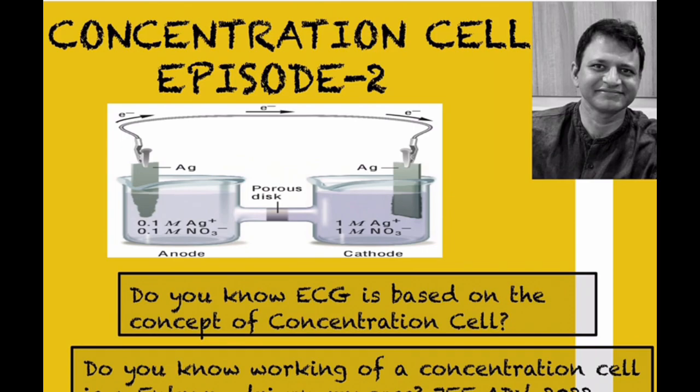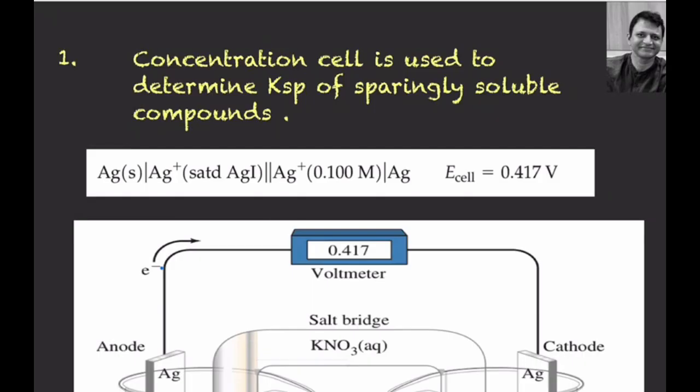In the second episode we are going to discuss that the concentration cell is used to determine the KSP of sparingly soluble compounds. The second point we are going to discuss is the concept of concentration cell is used in ECG, electrocardiograph, and the third point is working of concentration cell is entropy driven process. Let us start with the first application of concentration cell.